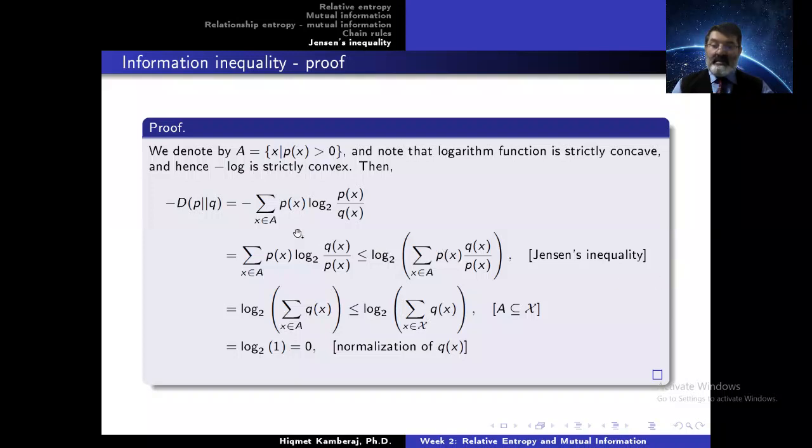Alright, because I have minus D of p from q less or equal to 0, then if I multiply by minus 1 both sides, I get D of p from q greater or equal to 0.